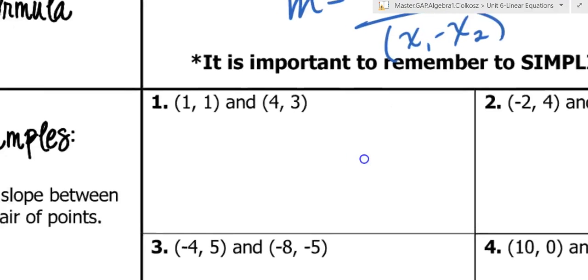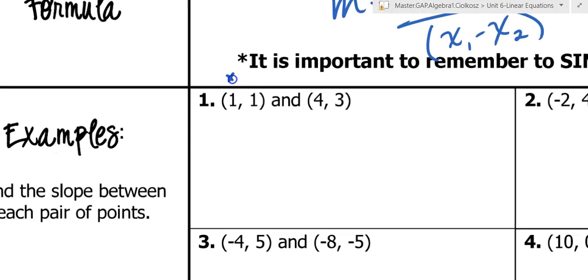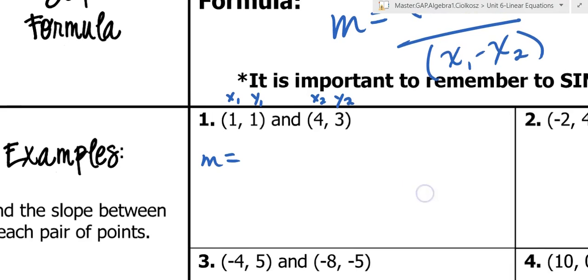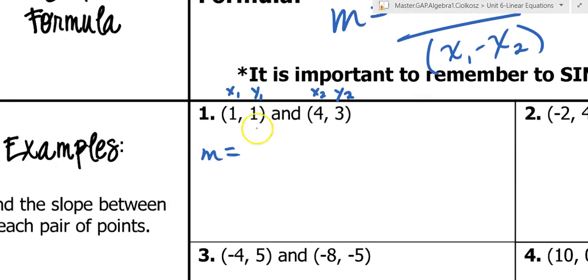Alright, so here we have x1, y1, x2, y2. So using our formula, let's see, we have the y's on top. The y always has to go on top. That's just how we count it, because y deals with the rise, the up and down. So y1 minus y2, well, let's see, that's 1 minus 3 over x1 minus x2.